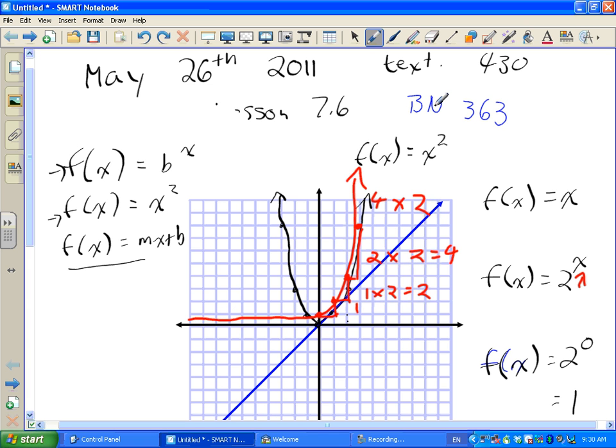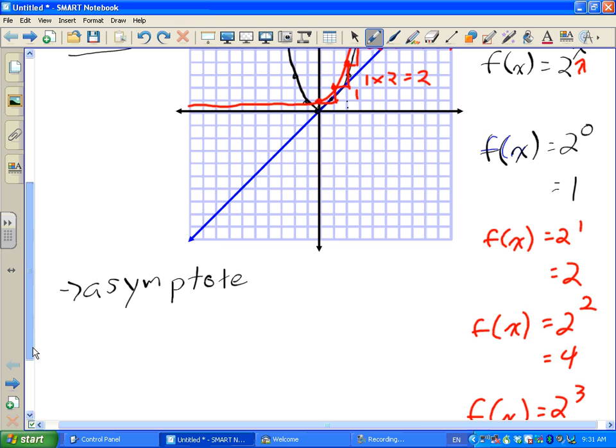And what you're going to notice with an exponential function is it'll never cross the x-axis. It'll continuously get closer and closer, but it's never going to cross it. So that's the difference between a quadratic, a linear, and an exponential. Exponential is going to continuously take off, get higher and higher and higher.